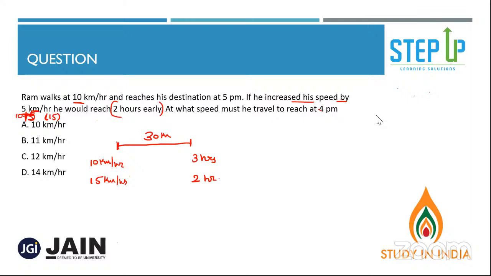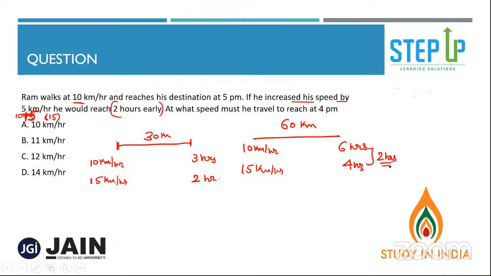We are not getting this 2 hours difference. So what I'll do, I'll take 60 kilometers, let's say. If 30 is a multiple, 60 is possible. So at 10 kilometers per hour, I'll take 6 hours, and at 15 kilometers per hour, I'll take 4 hours. Am I getting a 2 hours difference here? Yes.